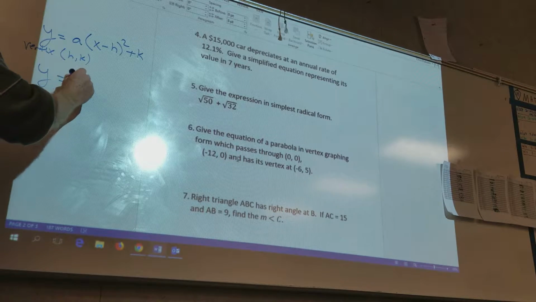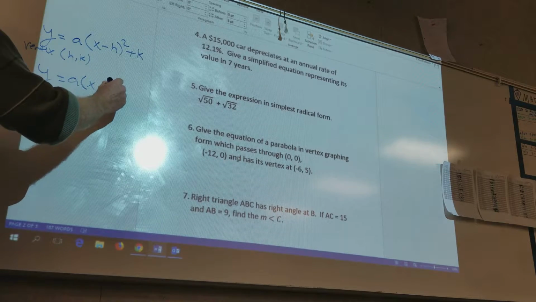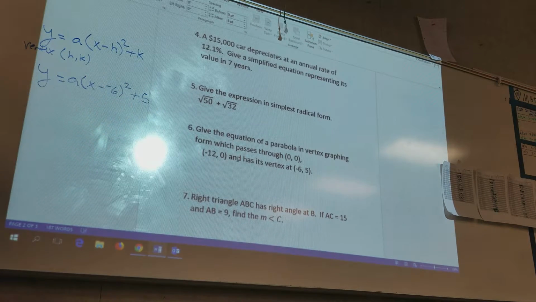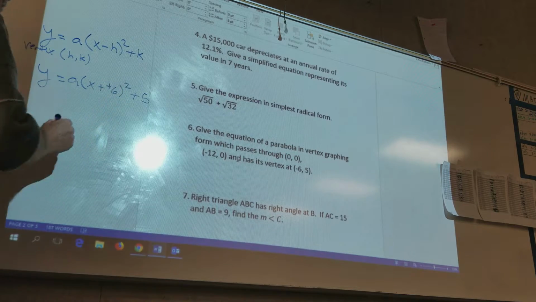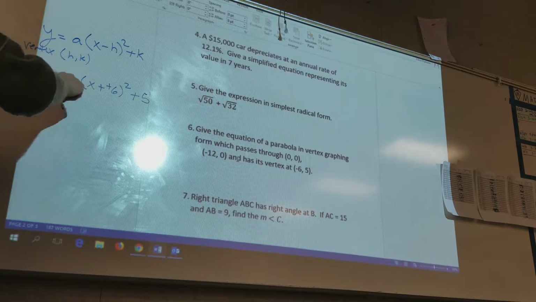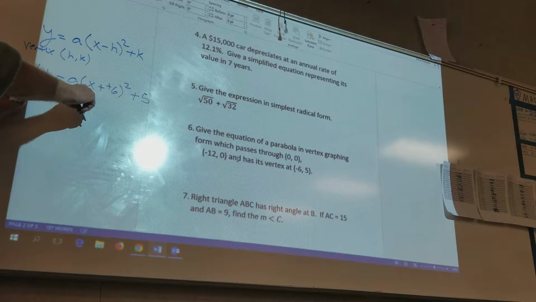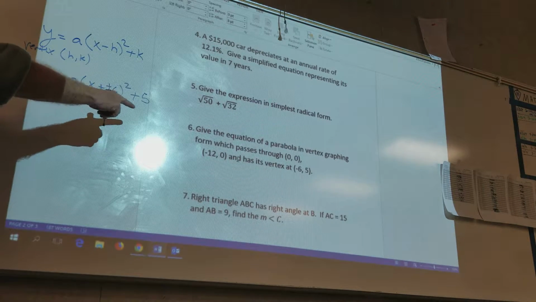I need to find a, h, and k. y is going to equal a times (x minus -6) quantity squared plus 5. That double negative makes a positive. We're good. I need to find a value for a. All I need are values for x and y. Do I have any? Got my choice.